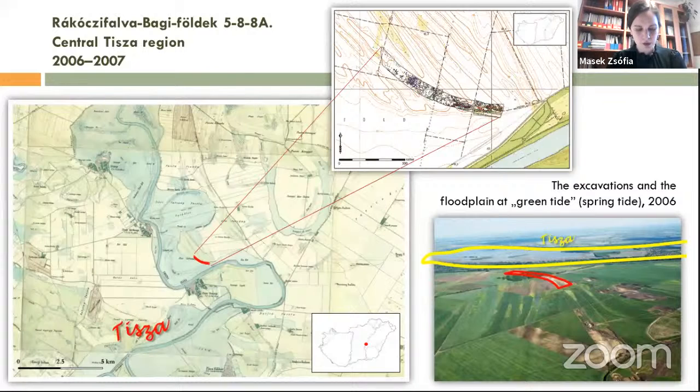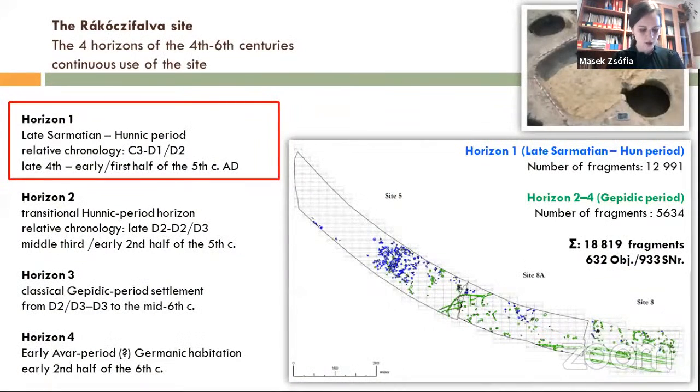Now I would like to turn to a site which has been in the focus of my research for quite a few years. Its name is Rákóczifalva, and it lies in the central Tisza region, directly on the eastern bank of the Tisza River. The material of this multi-period settlement was my main topic at the university after I participated in the excavations as a student, and it was the later topic of my PhD thesis. The amount of the analyzed ceramic fragments from the 4th to 6th centuries reaches almost 19,000 pottery fragments.